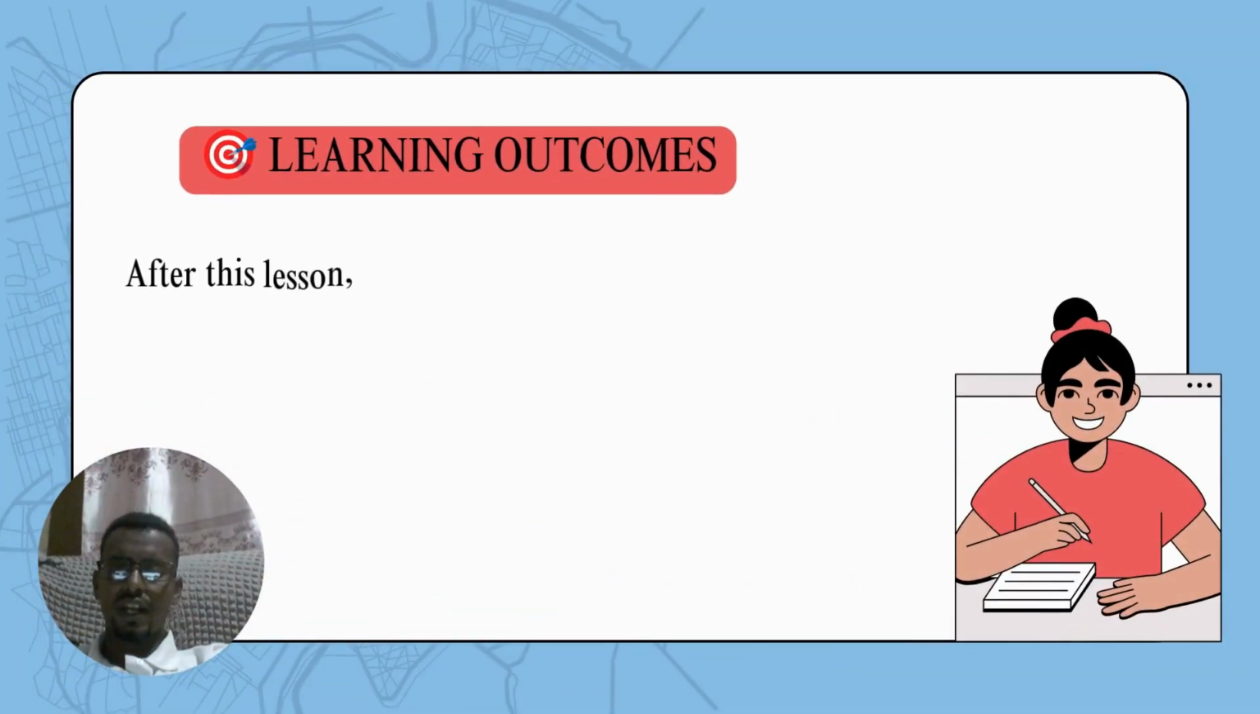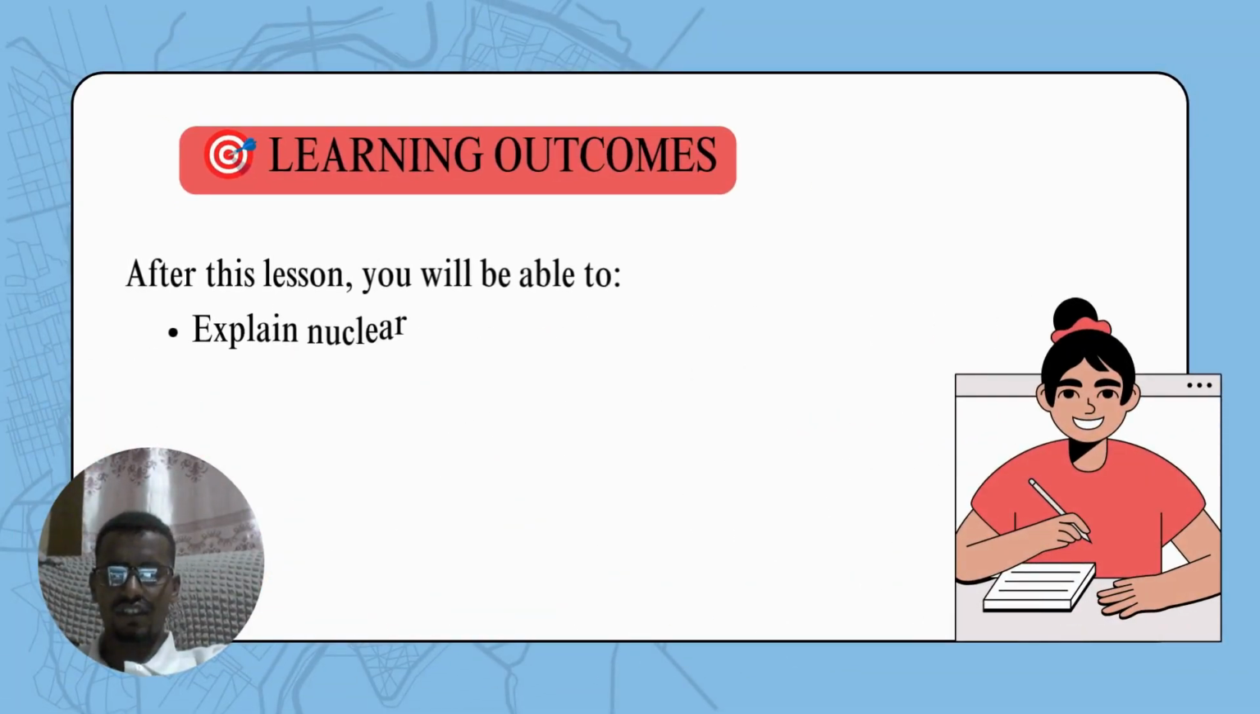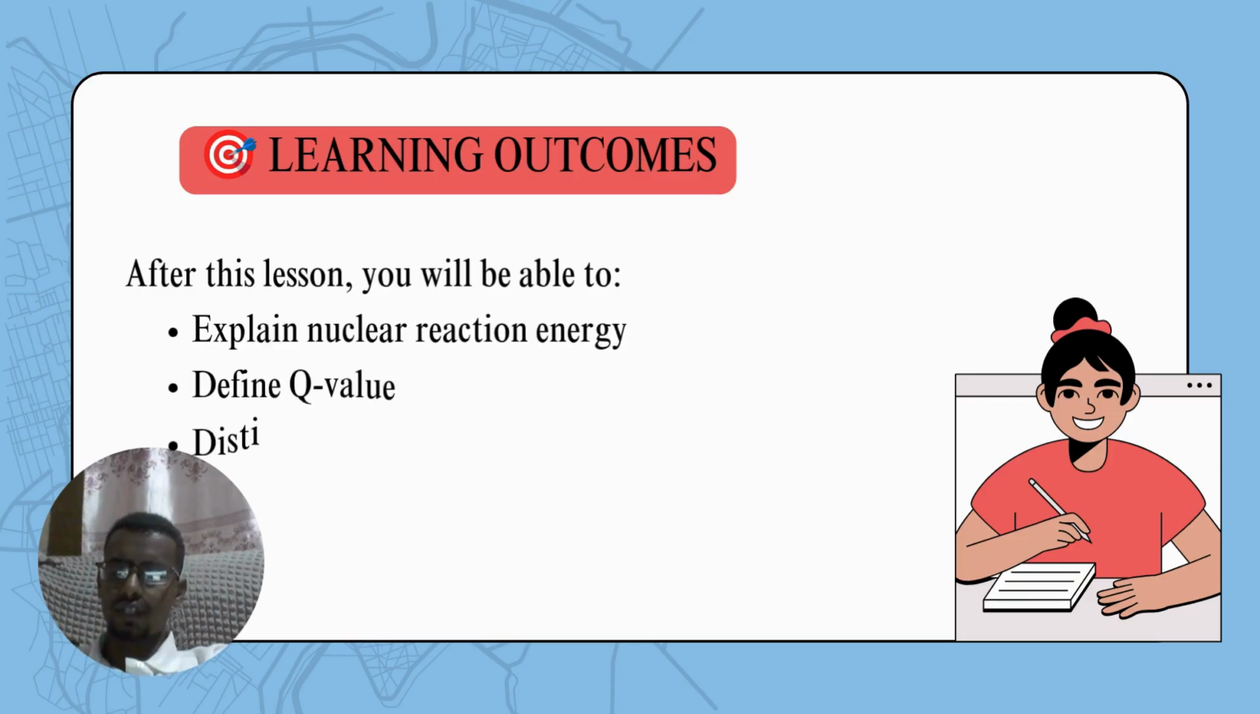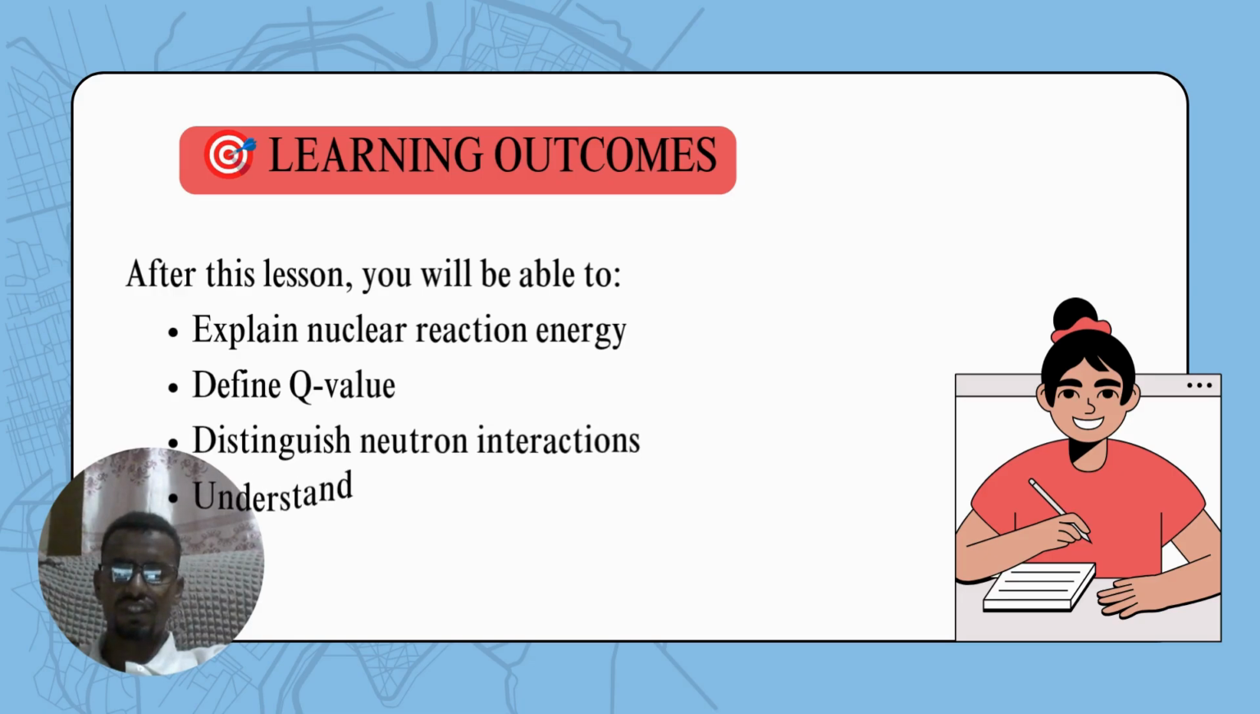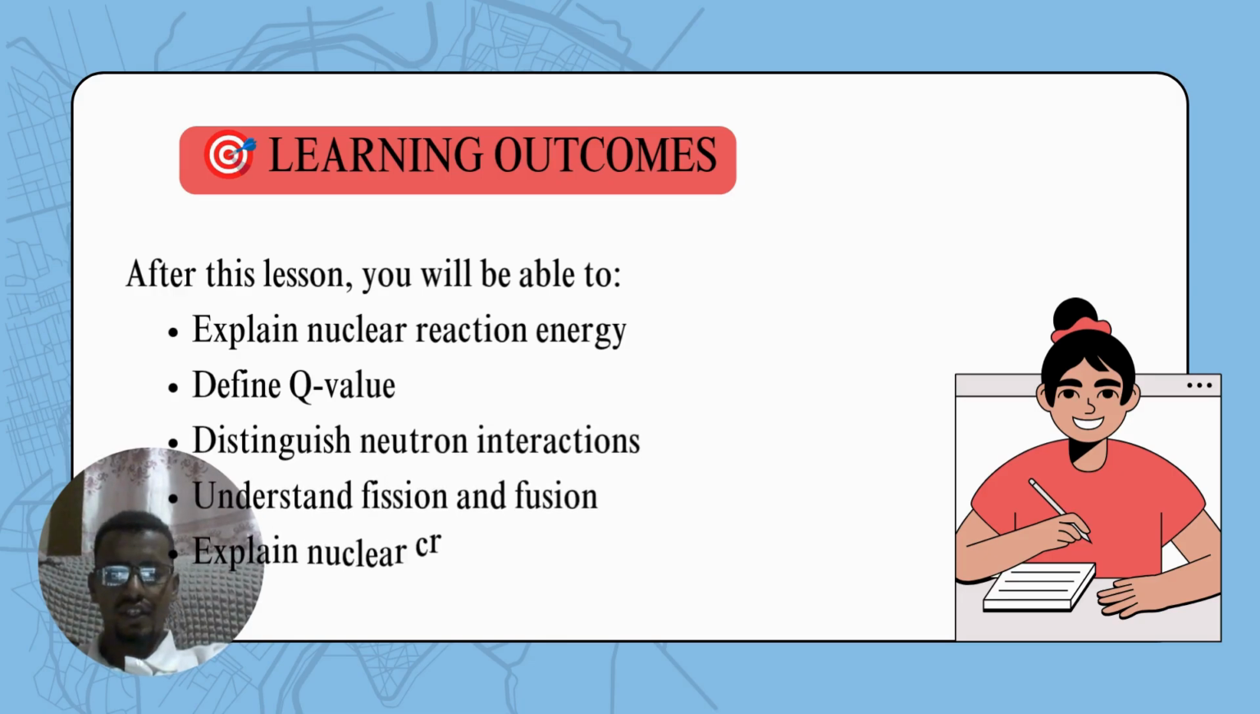So, the learning outcome of this lesson: after this lesson, you will be able to explain nuclear reaction energy and explain the Q value, and also distinguish the neutron interactions and understand fission and fusion, and also you will be able to explain nuclear cross sections.